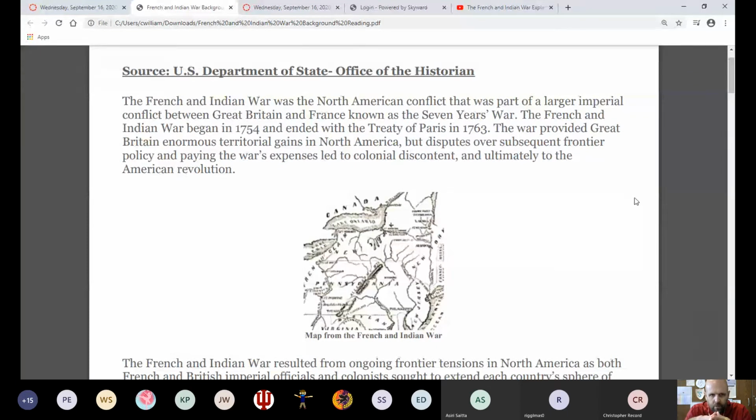The French and Indian War was the North American conflict that was part of a larger imperial conflict between Great Britain and France, known as the Seven Years' War. The French and Indian War began in 1754 and ended with the Treaty of Paris in 1763. The war provided Great Britain enormous territorial gains in North America, but disputes over subsequent frontier policy and paying the war's expenses led to colonial discontent and ultimately to the American Revolution. And so the fact is that Britain's going to gain tremendous amounts of land.